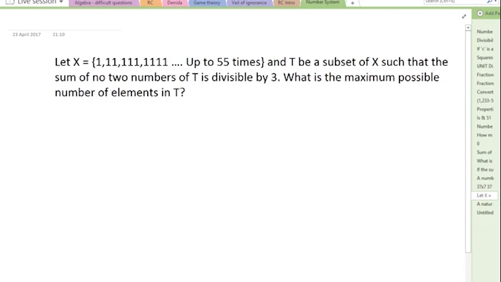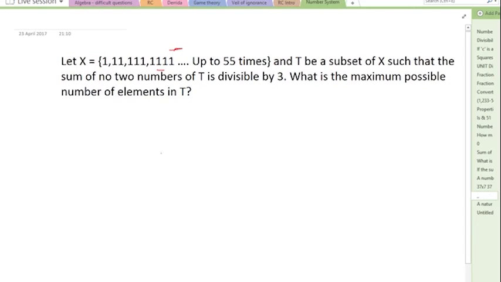X is a set which has 1, 1, 1, 1, 1, 1, and so on till up to 55 times. T is a subset of X such that sum of no two numbers of T is divisible by 3. So we have taken some numbers out of this set and we have put them in a different bucket. And what is said is that if you pick out any two numbers from this bucket and add them, they won't be divisible by 3. What is the maximum possible number of elements in T? Right? How do we do this?